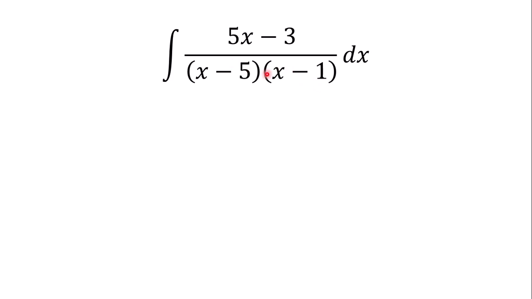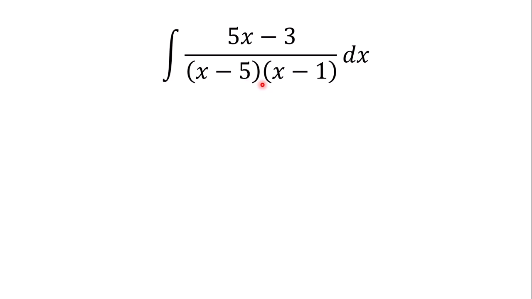apply the partial fraction approach, we first have to factorize what? The denominator. Why? Because if we don't factorize it, we don't know the type of partial fractions that we should apply. So here, x minus 5 and then x minus 1. This one here is what? In terms of partial fraction, is what? A linear factor. A linear factor.